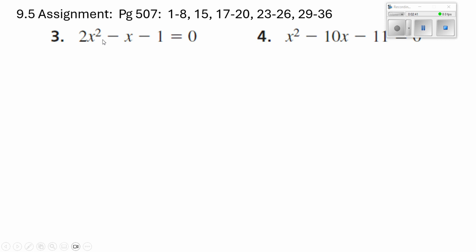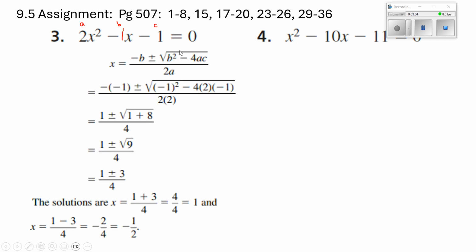Number 3, again, remember this is a negative, so this would be like a negative 1, and its constant's 1. So we've got 2 for a, negative 1 is b, and negative 1 is c as well. When we do this, remember our formula: negative b plus or minus square root of b squared minus 4ac, divided by 2a.